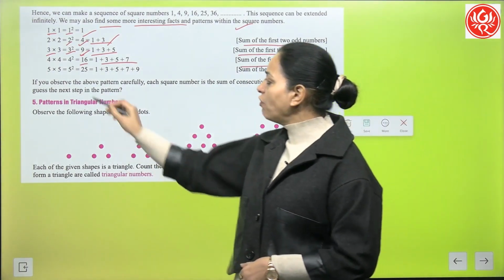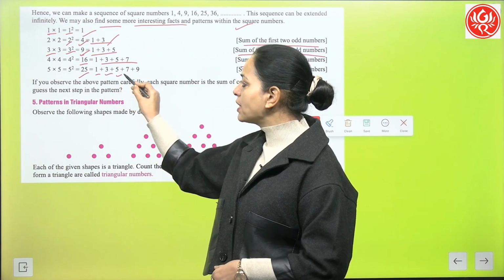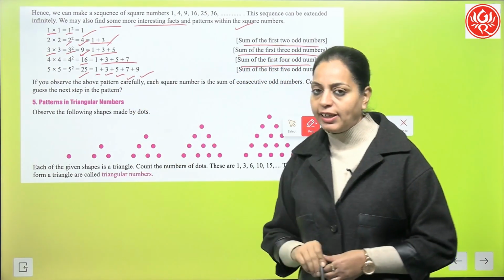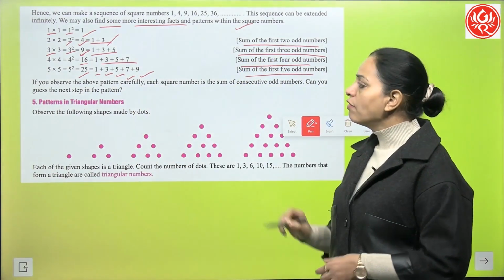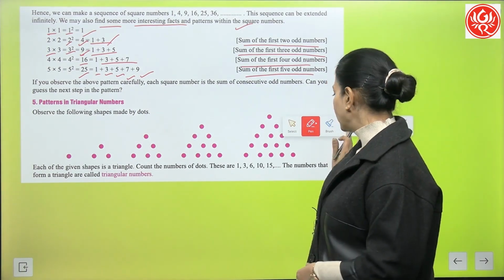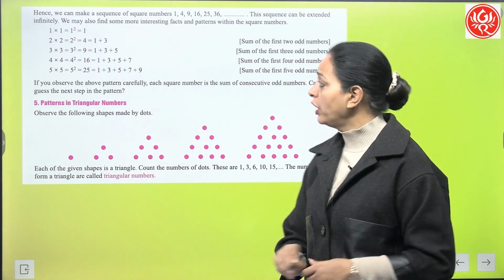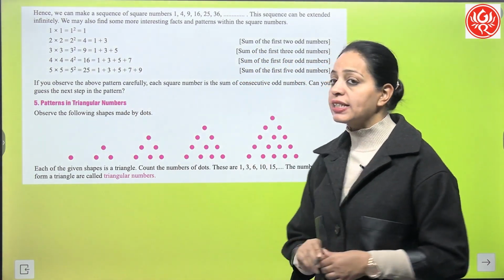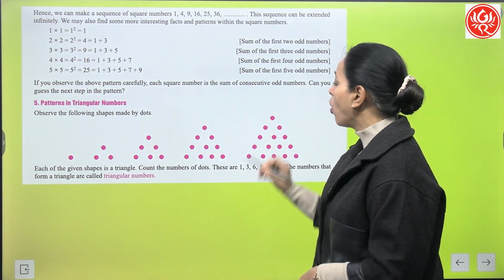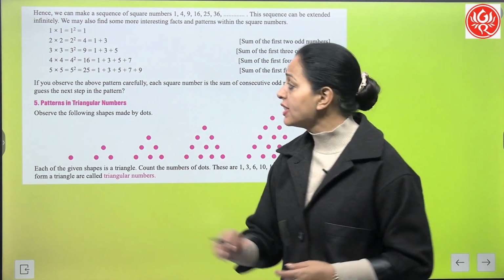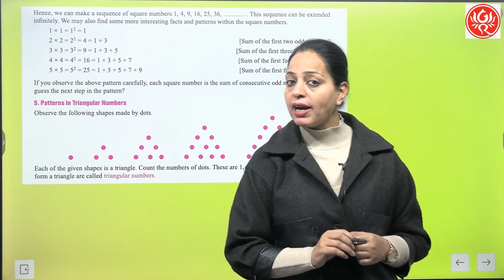Right. And 25 is what? 1 plus 3 plus 5 plus 7 plus 9, means sum of the first 5 odd numbers. Now, if you observe the above pattern carefully, each square number is the sum of consecutive odd numbers. Can you guess the next step in this pattern?